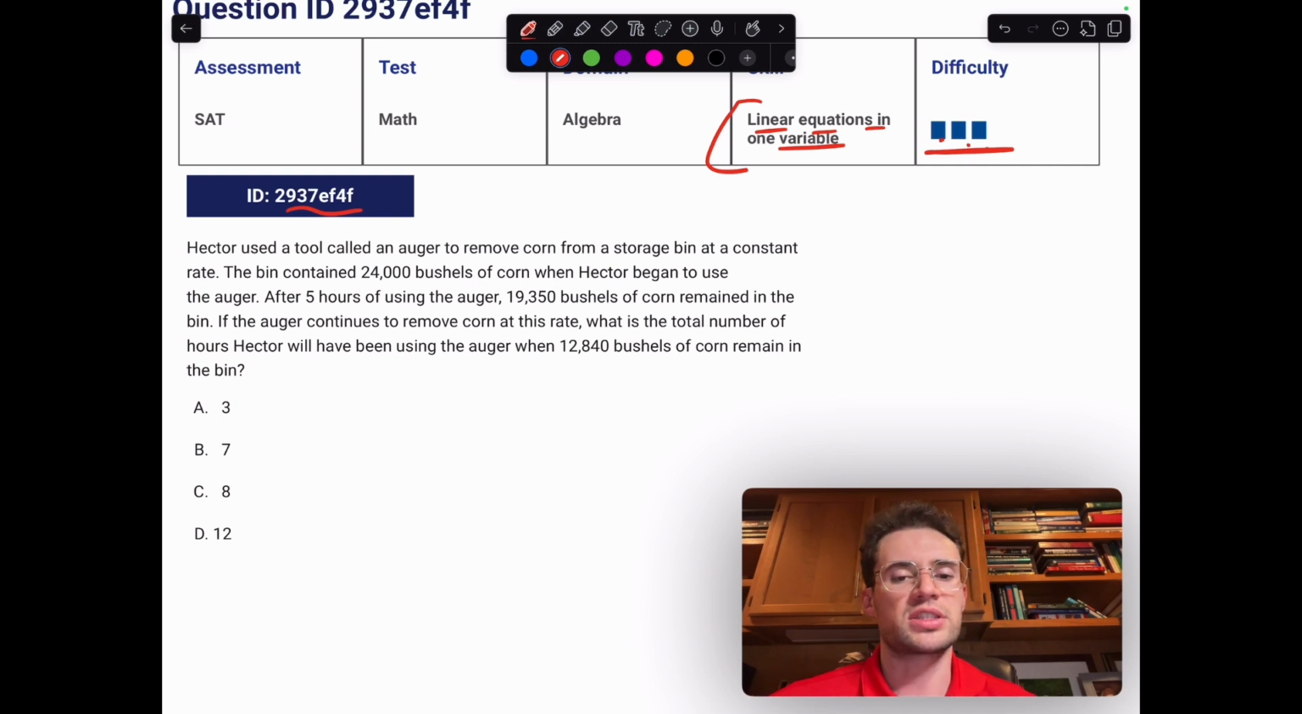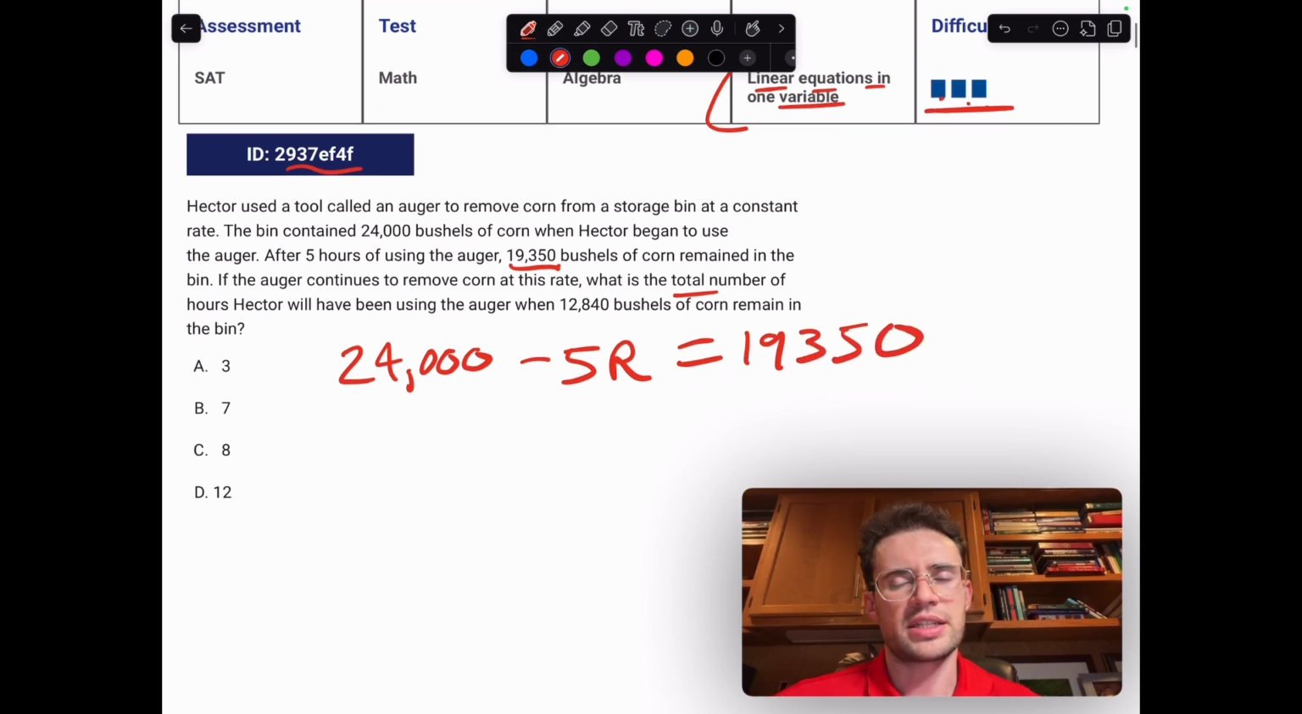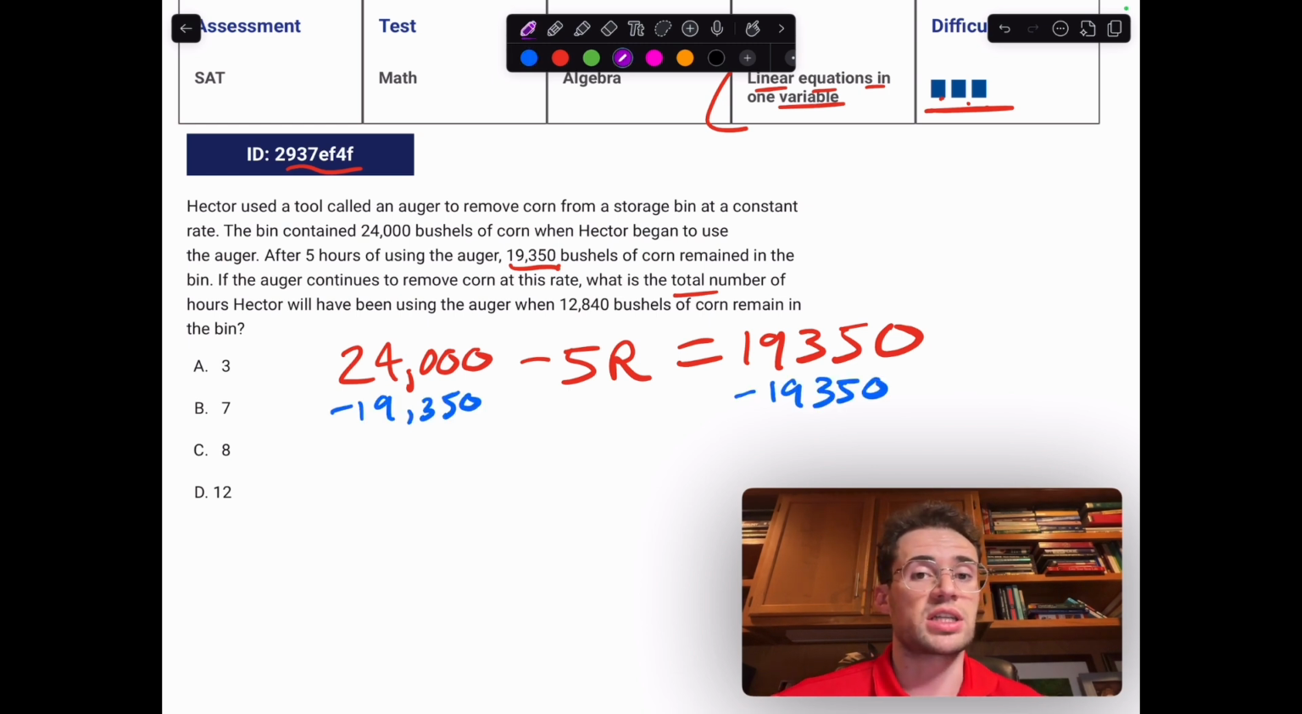So the total number of hours, not how many from the 19,350, from the very beginning, right? So the 19,350 is just to help you find the rate that it's going down. So we have 24,000, work for 5 hours. R is like the rate, so it's going down this much per hour. So 5 times R, how much it's gone down, and that would be 19,350. So we could subtract 19,350 from both sides here, or just from the original to see how much it's gone down. And it's gone down, it looks like, 4,650. It went down 4,650 in 5 hours.